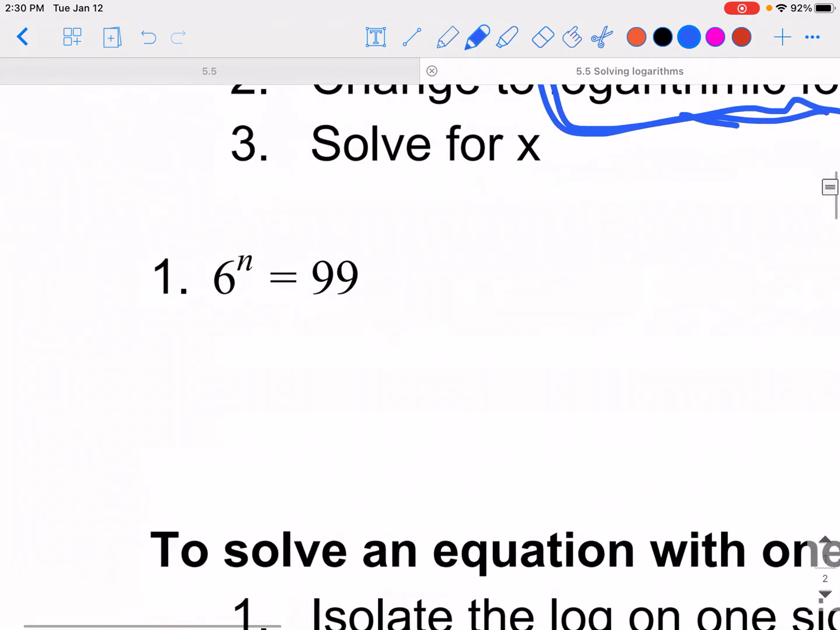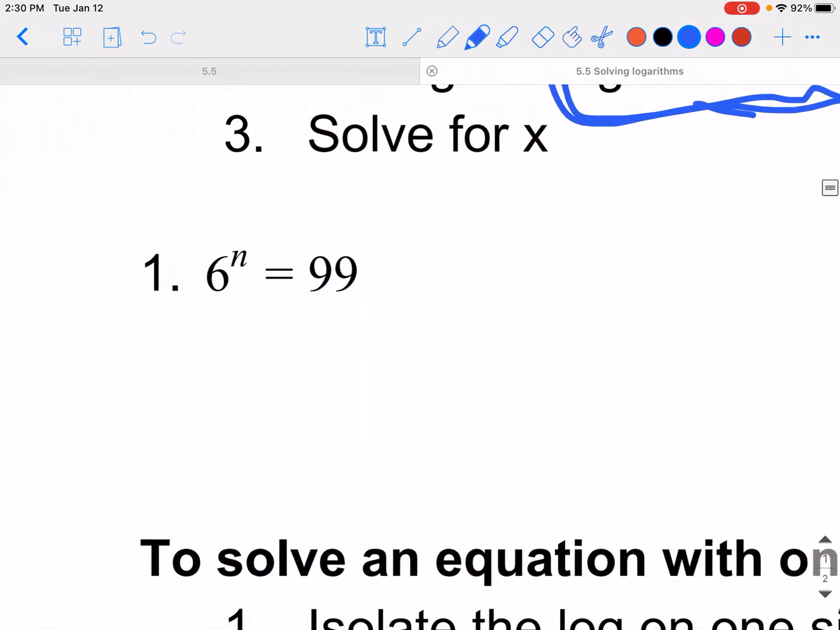Okay, so looking here at number 1, in order to get rid of the 6 and undo this exponent, this is the cool thing about logs and why I like them so much. I know if I take log base 6 of 6, this actually goes to 1. Nice. And we studied that in previous chapters. So what I do to one side, I do to the other. So I'll have log base 6 of 99 is equal to n.